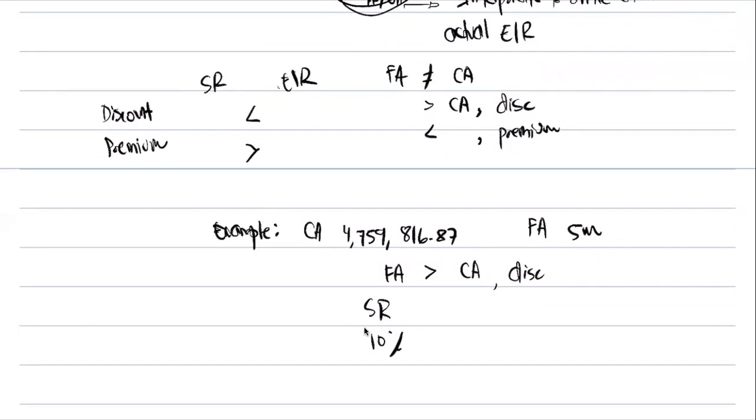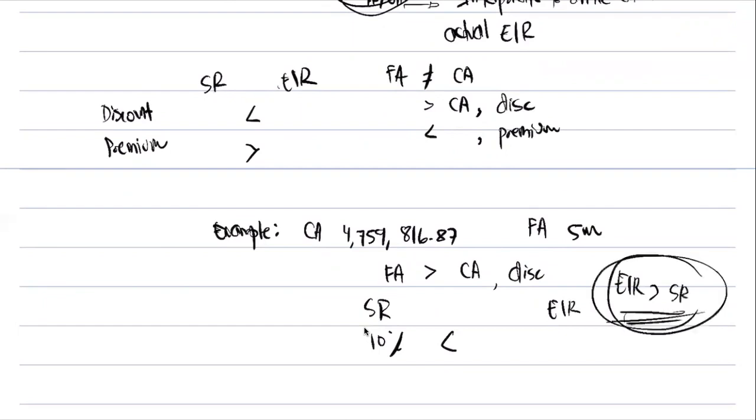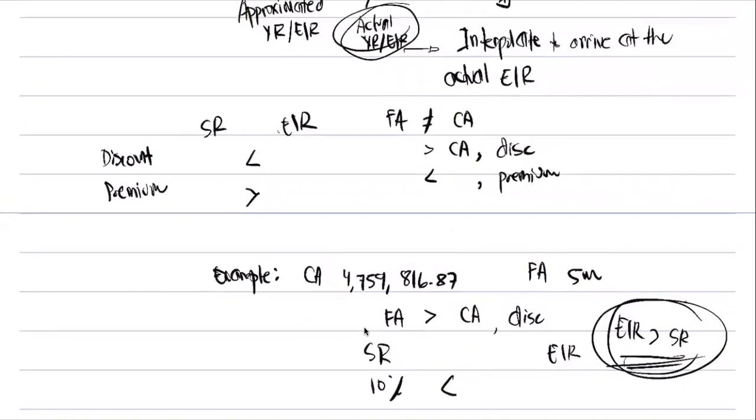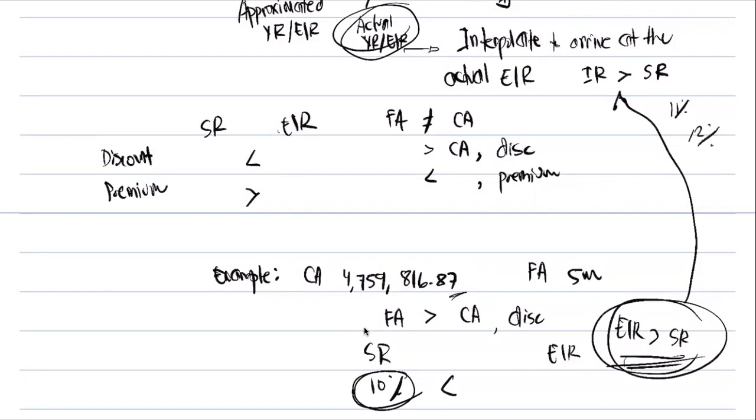So we said, if there is a discount, your stated rate is lesser than your effective interest rate. Since your effective interest rate is greater than your stated rate in a discount, you know that this is the rule already. To interpolate, you must use an interest rate which is greater than your stated rate. So if our stated rate is 10%, using a trial and error method, you can use 11% for the first time. If using 11% you will yield this, then it's okay. You got it now. But if not, then you try another percentage, 12%.